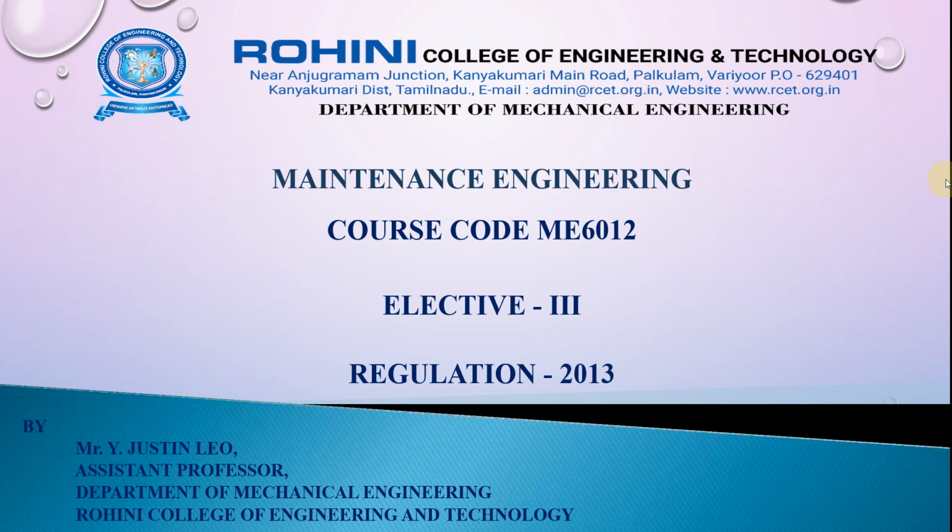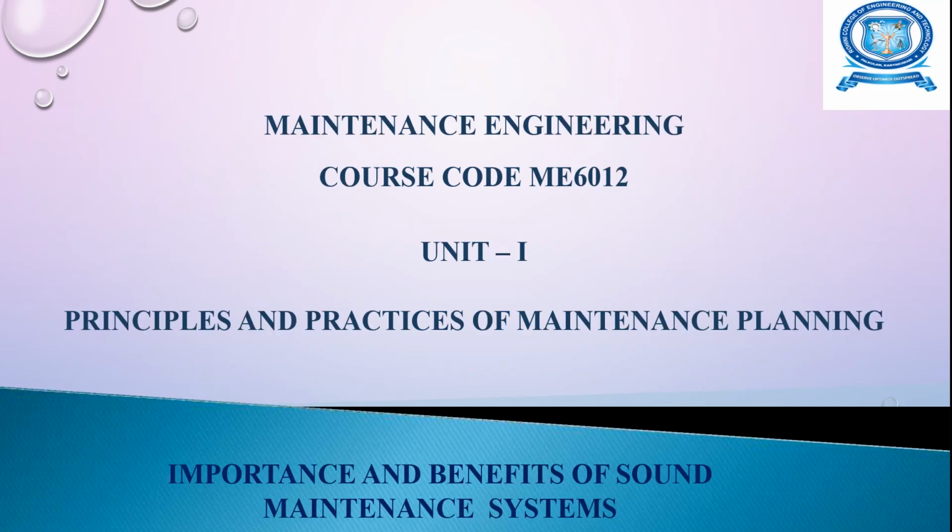The course code is ME6012 and this is an elective 3 course for the Mechanical Engineering students for the Regulation 2013. And in this video session, we will be studying about Unit 1, Principles and Practices of Maintenance Planning, and that will be studying about the importance and benefits of a sound maintenance system.